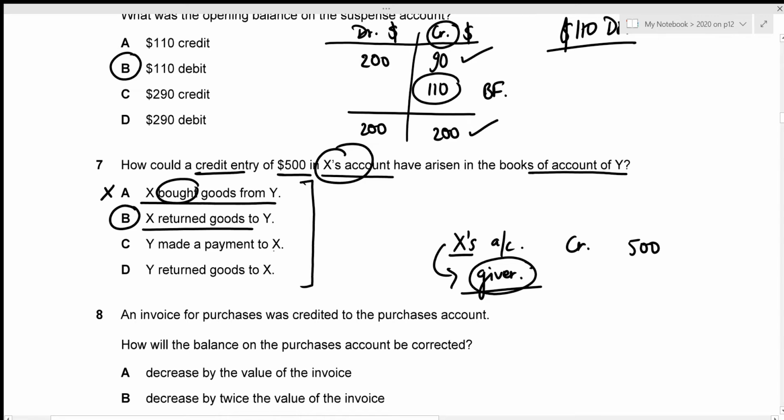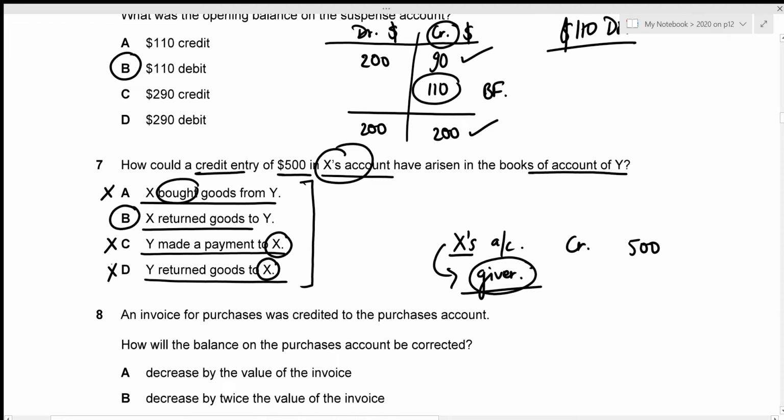Y made a payment to X. In this case, Y is giving money to X, which means that X will be a receiver in this case, which is not what we require. So option C is incorrect as well. Then for the last one, we have Y returned goods to X. Again, Y is giving and X is receiving. So that is again incorrect.